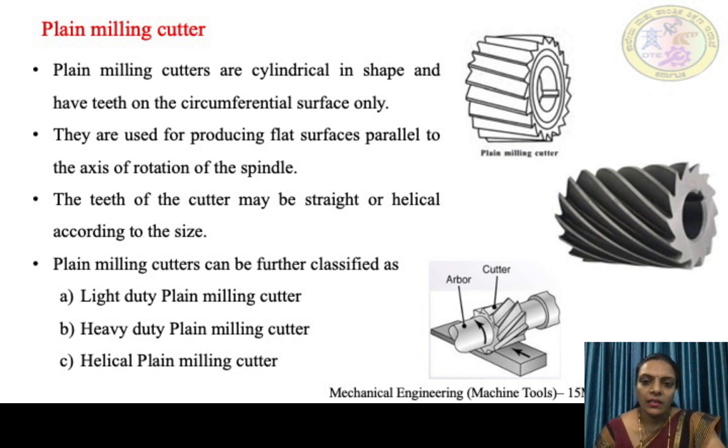First, consider the plain milling cutter. Plain milling cutters are cylindrical in shape and have teeth on the circumferential surface only.